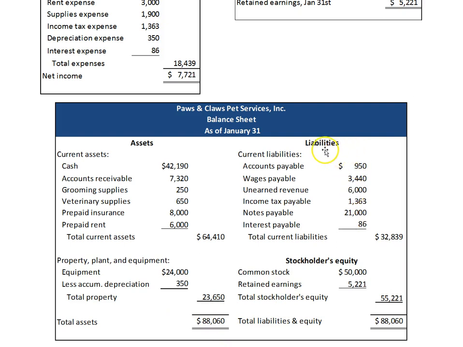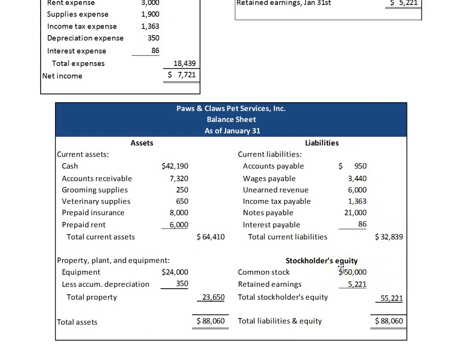Alright, for liabilities, we have current liabilities here. We see different types, accounts payable, wages payable. Notice unearned revenue. Make sure that we define that as a liability, not as a revenue account. Income tax payable, notes payable, interest payable. Notes payable is very similar to accounts payable, except it generally has interest associated with it. So that's why they have this interest payable account as well. But they add up all their liabilities.